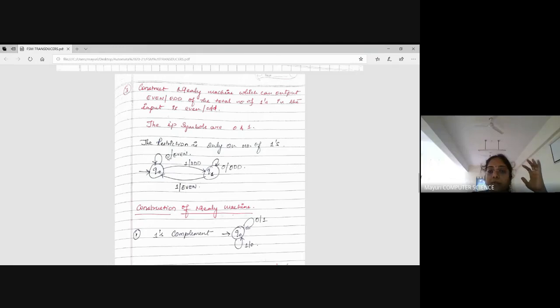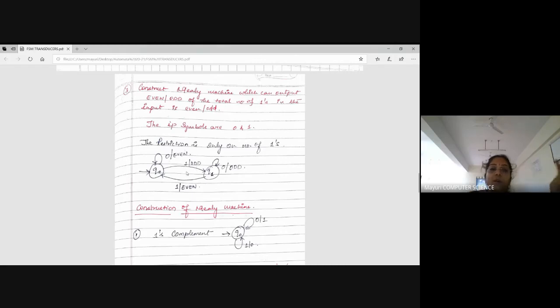Its input is zero. So the restriction is only on the odd and even of ones. The first time I am having the transition on 1. This is 1, 1. That is odd. What is its output? Odd.